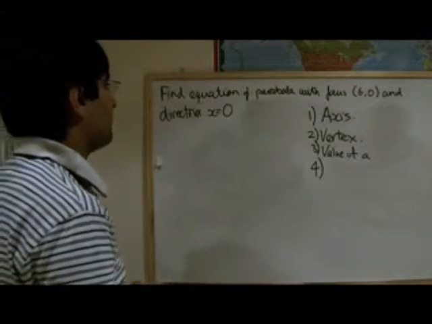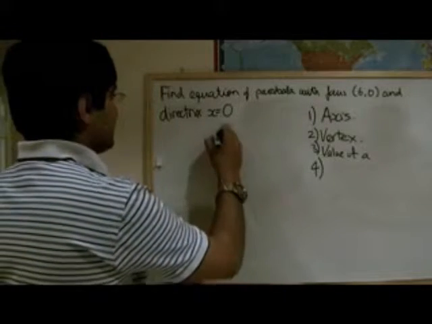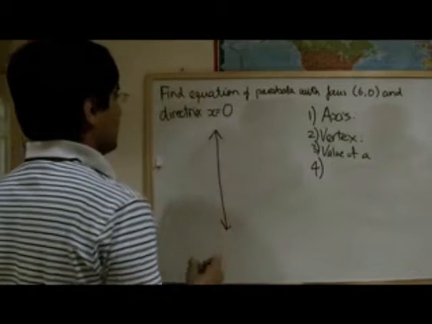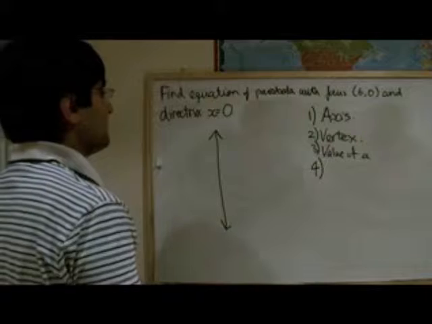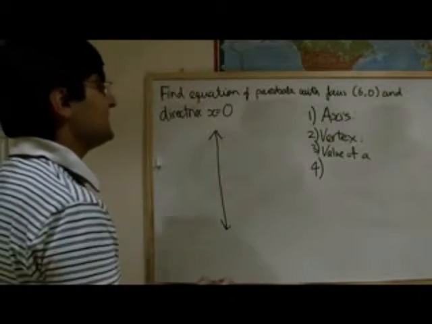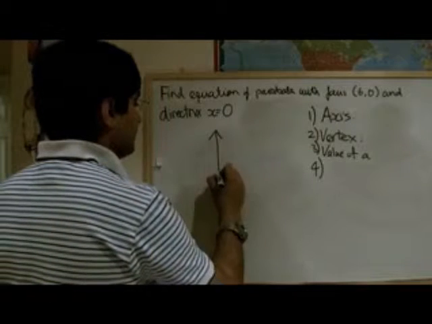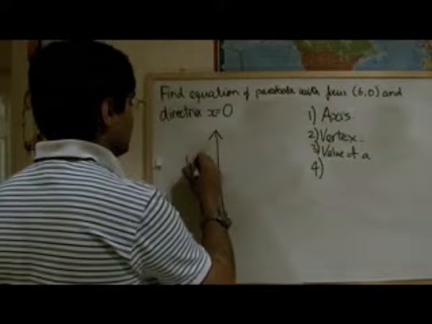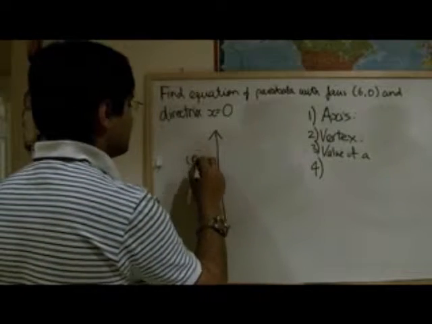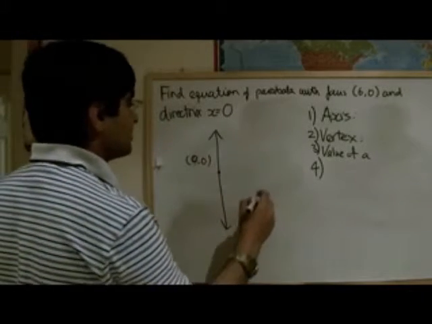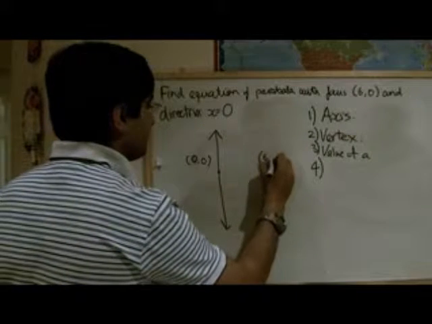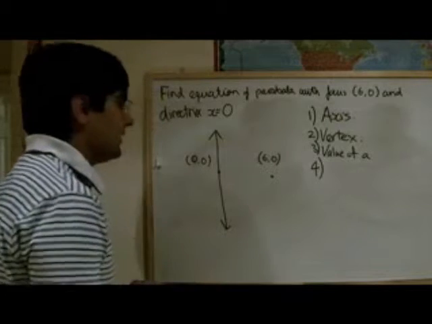Let's first draw a diagram, okay? We know the directrix is x equals 0. So first, let's draw the y-axis, or the line x equals 0, which is the same thing. This is our directrix. The focus is at 6, 0. So for the sake of making it neat, let's say that's 0, 0, the origin on the line x equals 0. And let's say this is our point, our focus, 6, 0.